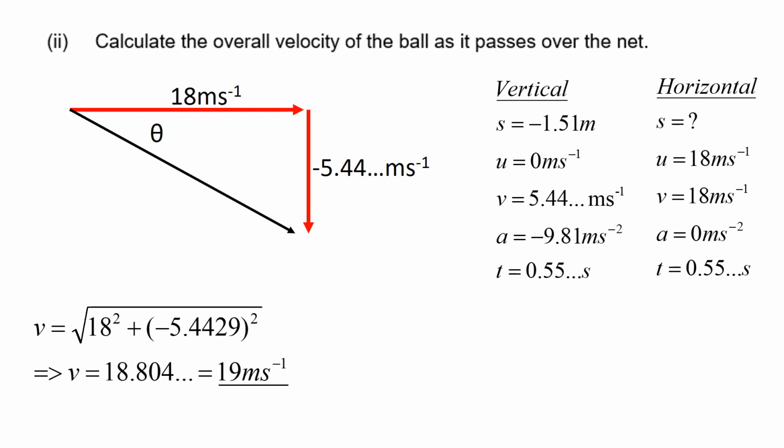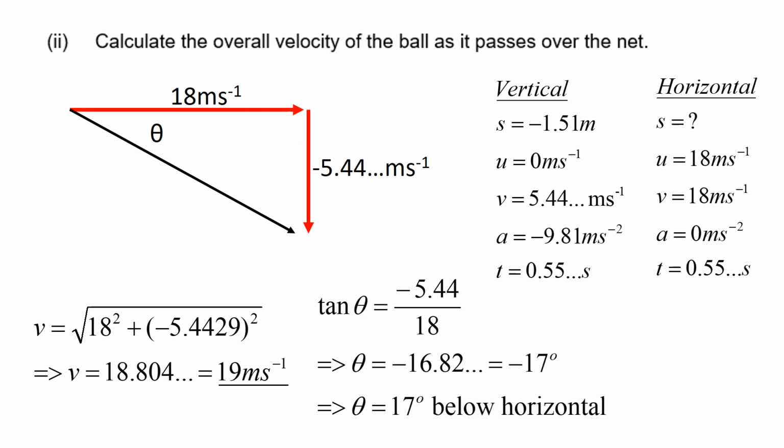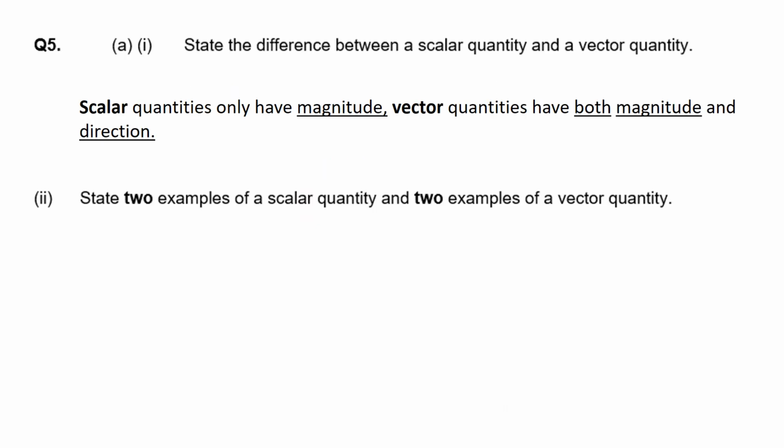Then if we do this one to work out the angle, I'm just going to use tan because we have the opposite and the adjacent side. Again, plug our numbers in. Our answer is going to be minus 17 degrees, which means it's 17 degrees below the horizontal. So we've got its magnitude and direction, so we are describing the velocity of the object. Okay, so moving on to the next question.